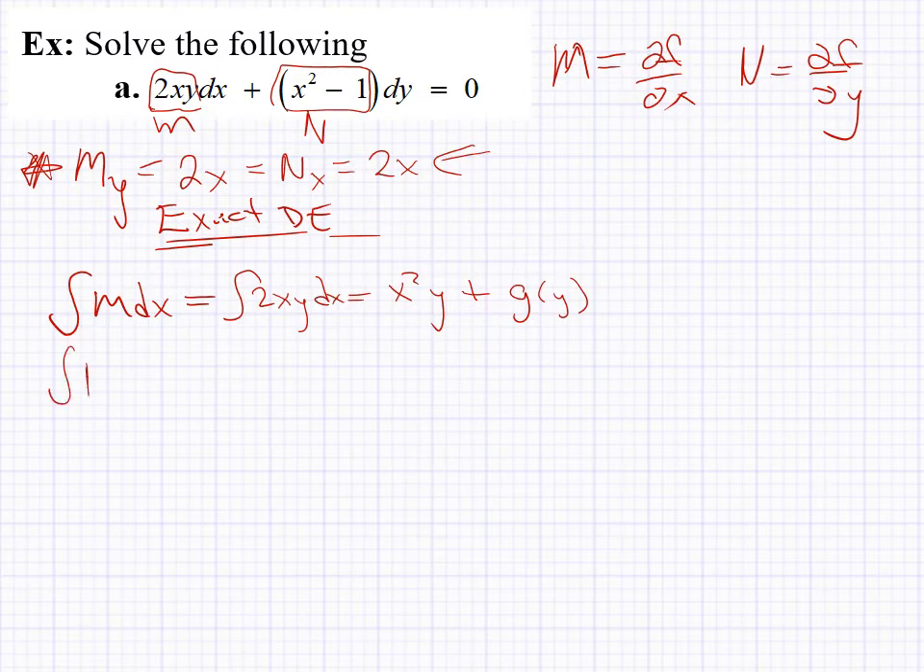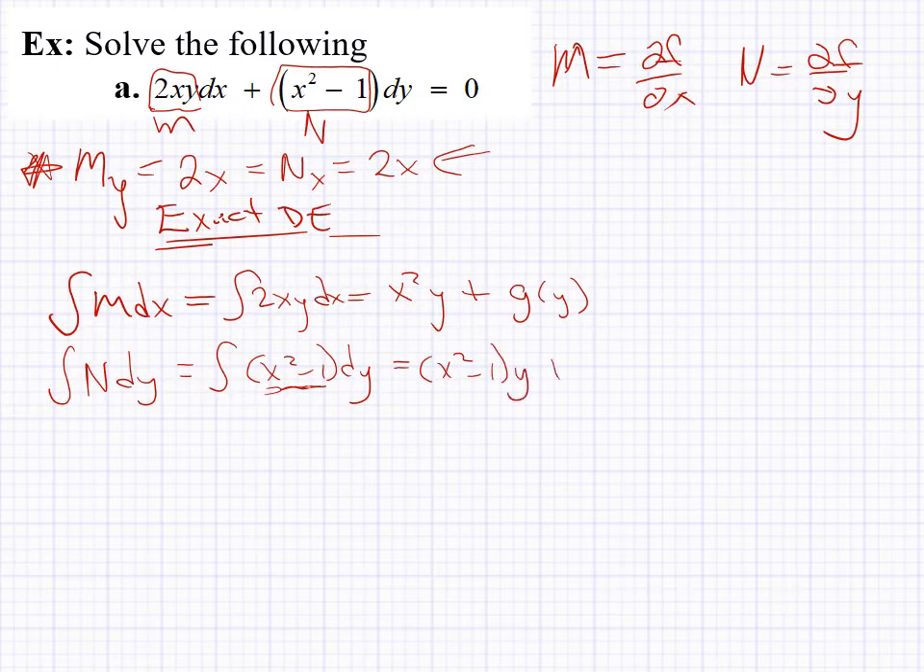Then we're going to integrate n with respect to y. So that would be the integral of x squared minus 1 with respect to y. And if we integrate this with respect to y, notice that none of this has any y's in it. So this whole thing is just one giant constant. So if it's one giant constant, we should have x squared minus 1 times y plus a c. In this case, our c would be a function of x. But the idea is that this should equal f and this should equal f. So therefore, they should equal each other.